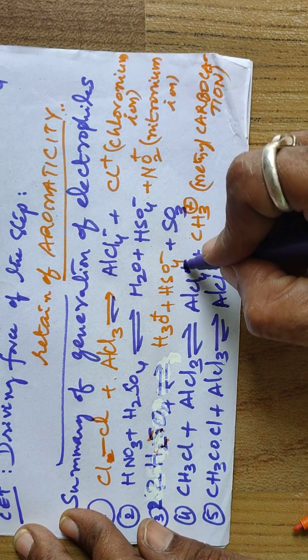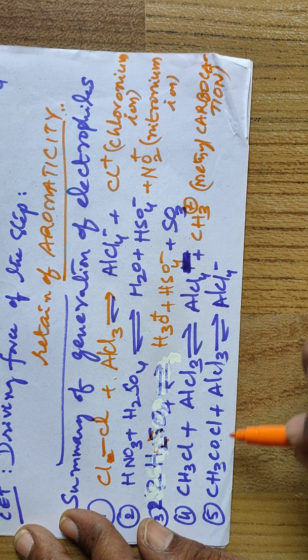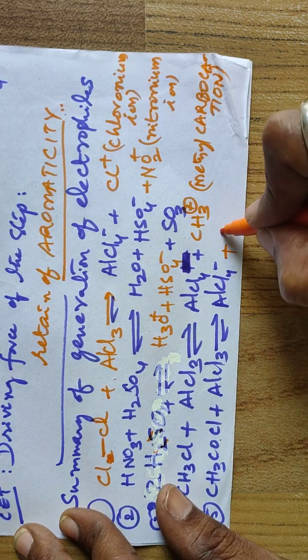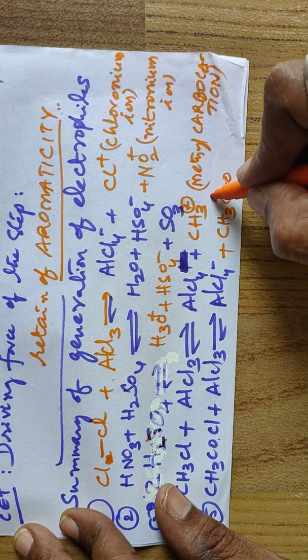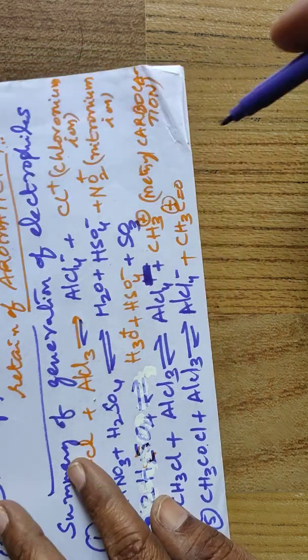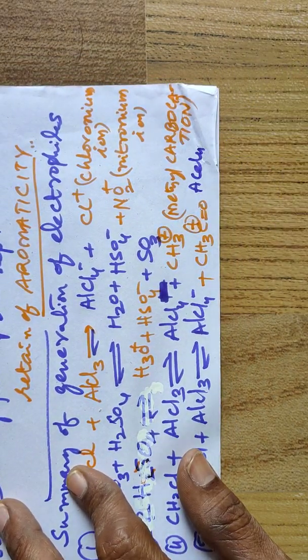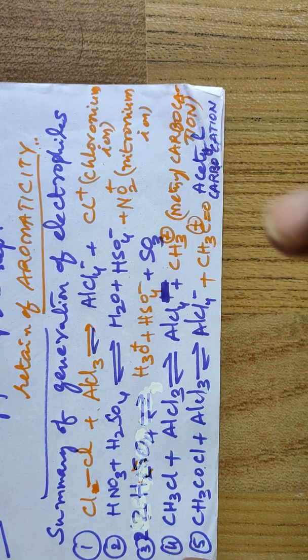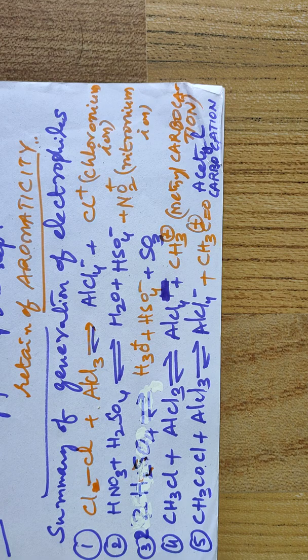AlCl4 minus, and this becomes CH3C double bond O plus, the acetyl carbocation. Its name is acetyl. Yes, this is acetyl carbocation. This we have to use in the examination without fail, and prepare well in this case.